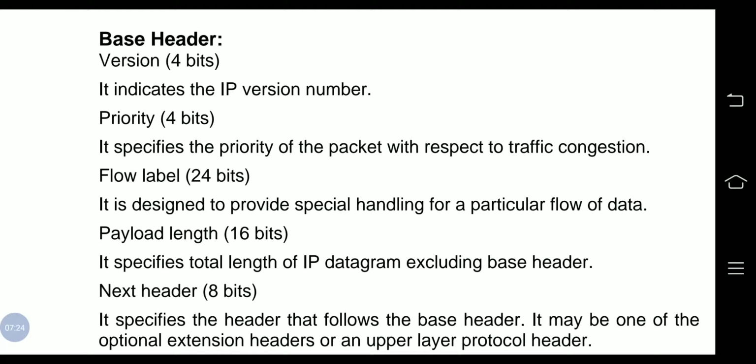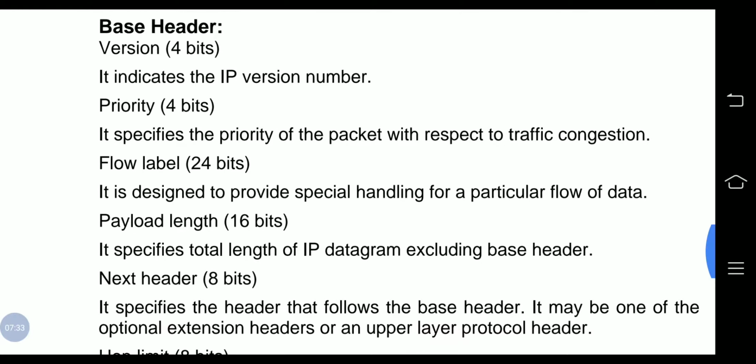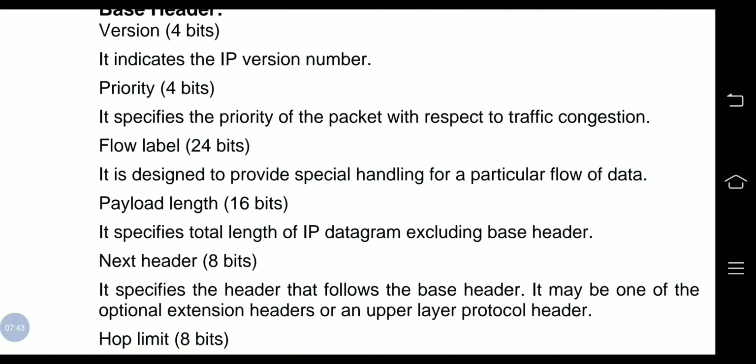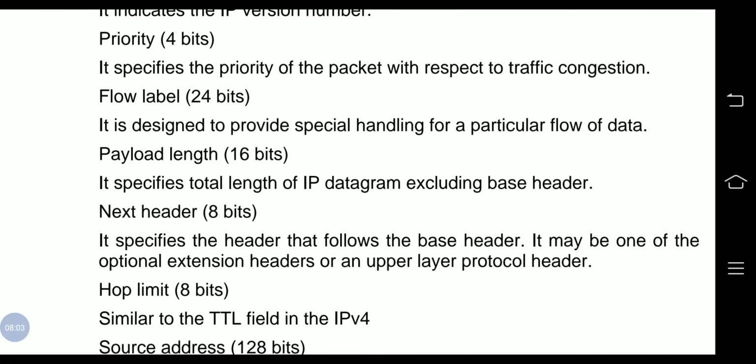Then we have the flow label, which is 24 bits. It is similar to flow control, meaning the sending and receiving parties can communicate with each other at the same speed. It is designed to provide special handling for a particular flow of data. As we know, in IPv6 most of the time we are using live audio and video. So in that case the flow can be maintained, so these flow label bits are 24 bits.